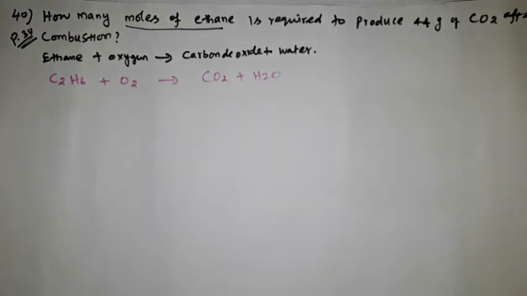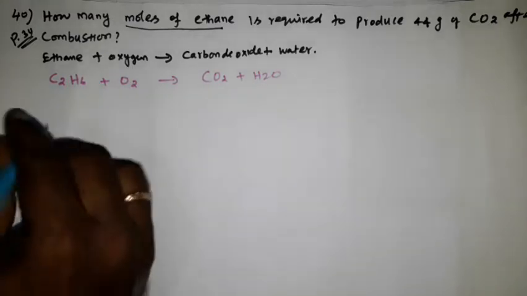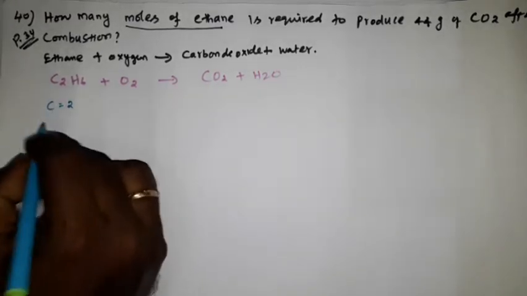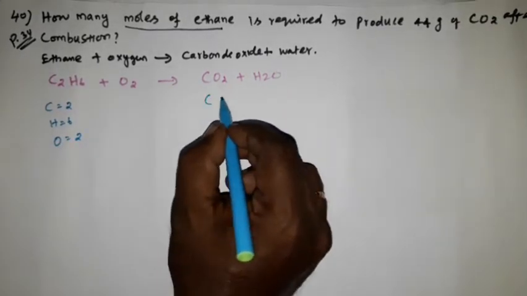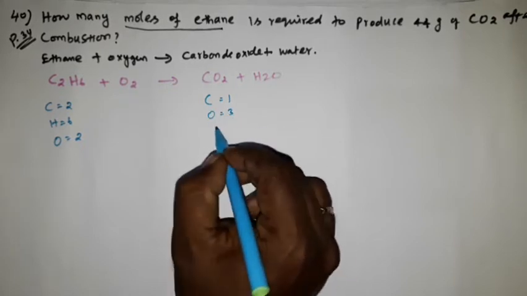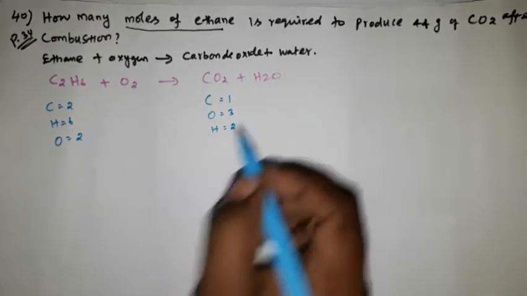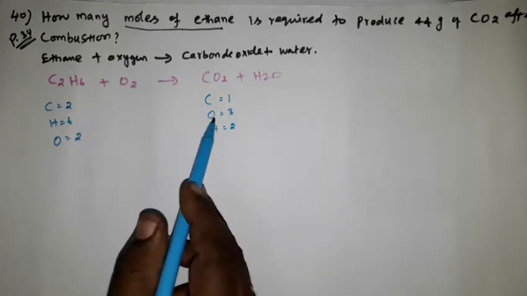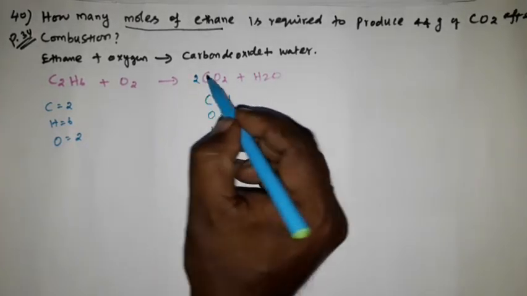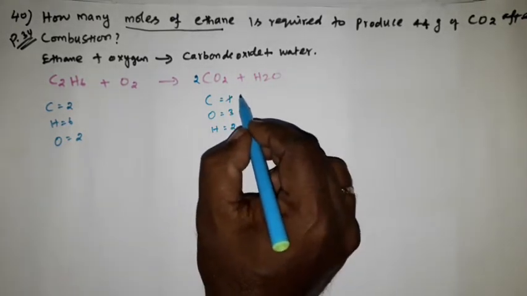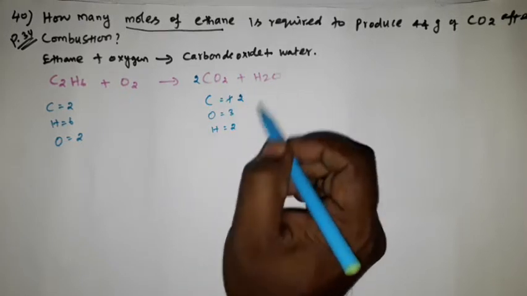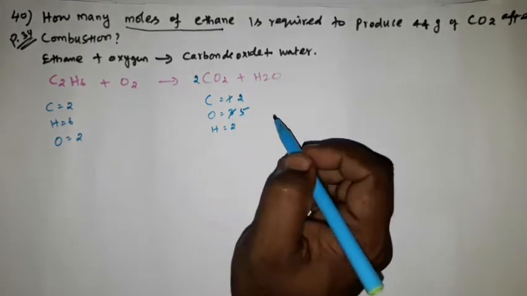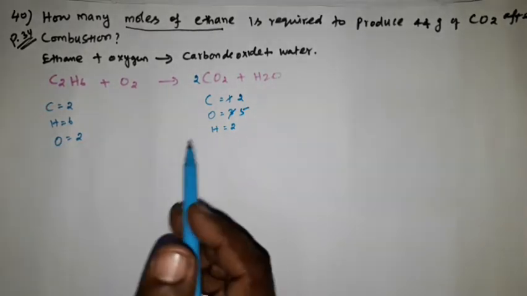Now you have to balance the equation. Here how many carbons are here? 2 carbon, 6 hydrogen, 2 oxygen. This side you check, 1 carbon, oxygen 3, hydrogen 2. Okay, so carbon this side is less, so put 2 here. Now check, after adding 2, carbon dioxide gives oxygen 4, then here 5, hydrogen 2 only. Okay, all right.